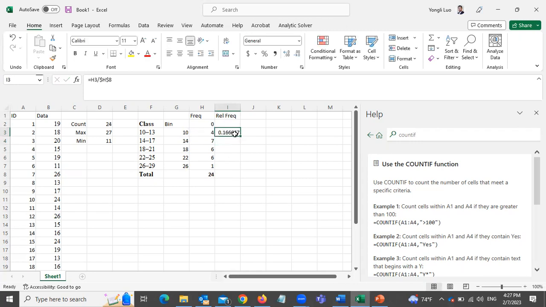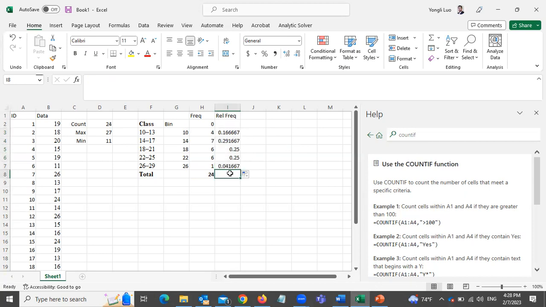Do it one more time. You see your frequency divided by your total. For the total, press F4 on your keyboard to put the $ sign, or manually add a $ sign before H and before 8. Why do I use the $ sign? Because you don't want that number to change when you apply the formula to all the other numbers. Then press enter and drag from the right-hand corner, and that's your relative frequency.